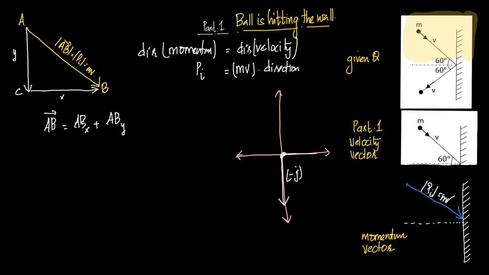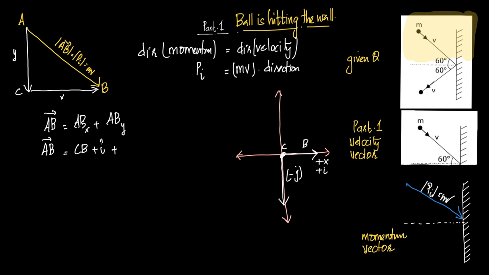So this is where the vector CB is going. CB is actually moving towards the positive x direction. Therefore, it is along the positive i cap. So if I were to write vector AB, I would write like this. Vector AB is the x component, which is CB, along the positive i cap, plus the y component, which is AC.